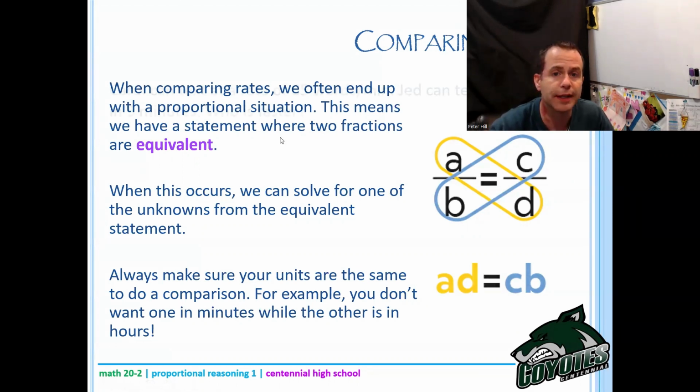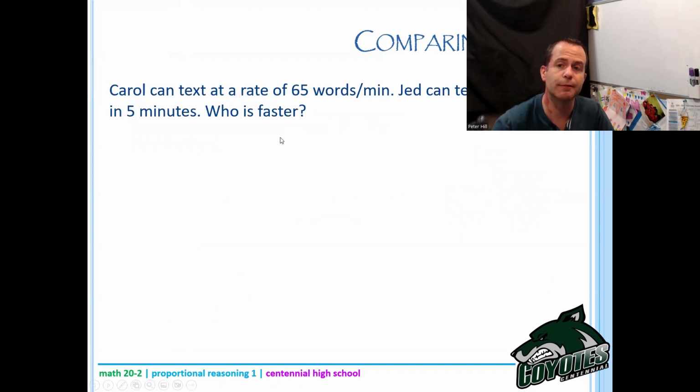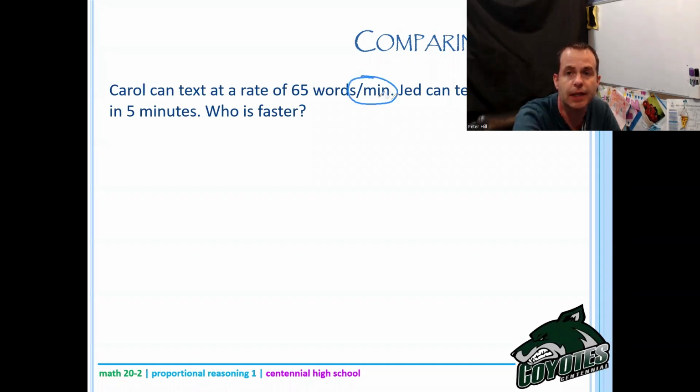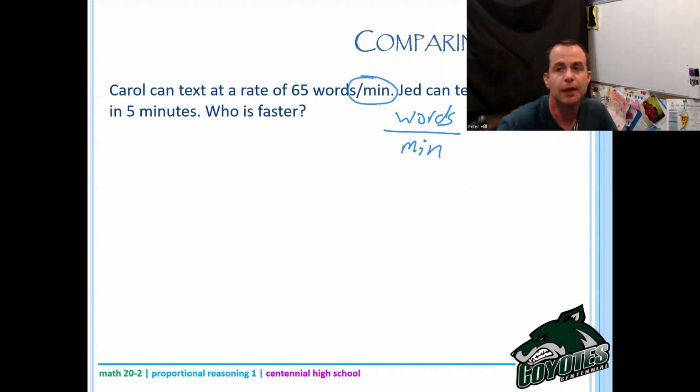All right, so Carol can text at a rate of 65 words per minute. Jed can text 290 words in 5 minutes. Who is faster? Well, the thing you want to see here is this per minute. That just means that words are going to go on the top, minutes are going to go on the bottom. So all I have to do is take Jed's and go 290 on the top, 5 on the bottom, and figure out, that's called the unit rate. We're going to figure out what Jed's words per minute would be.